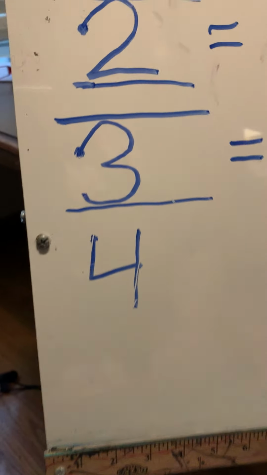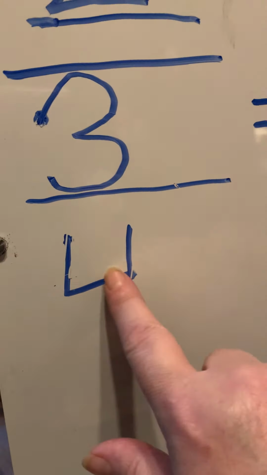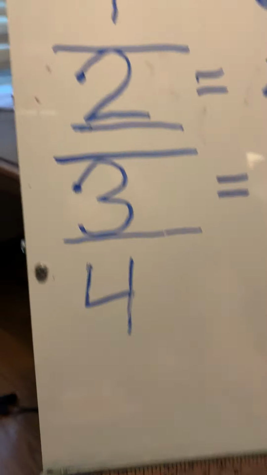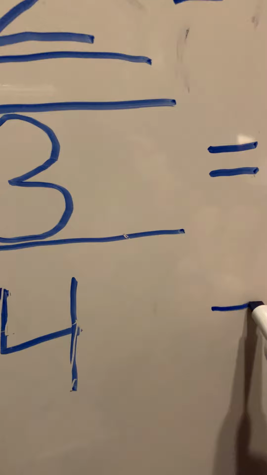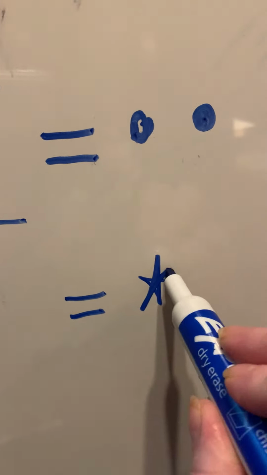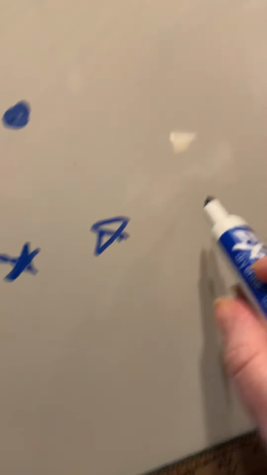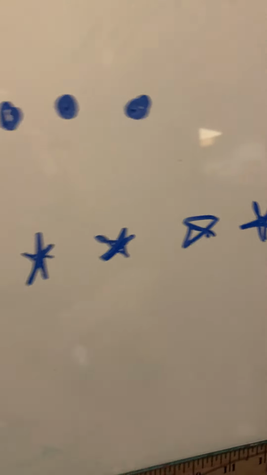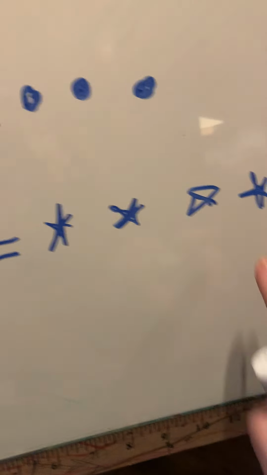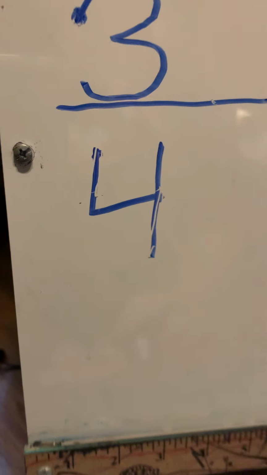Okay, do that one more time with your finger. Down, over, down. Now let's say 4. And 4 represents having 4 of something. So we're going to do stars again. 1, 2, 3, 4. So we have 4 stars. 1, 2, 3, 4, and that is the number 4.